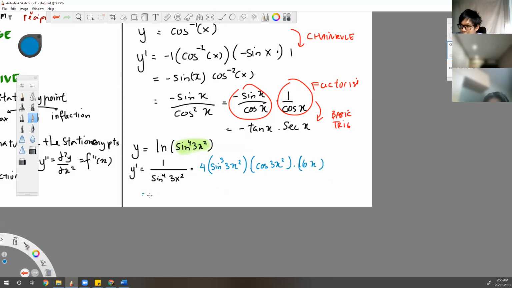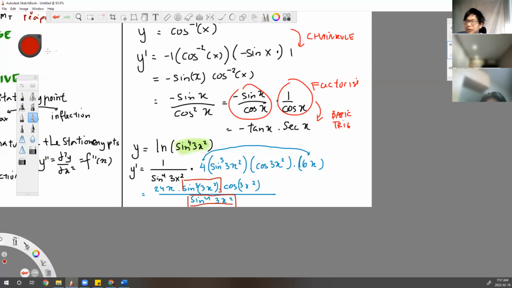Done. And then what you can do now is try to put everything in order and make it simpler. 4 times 6x can be multiplied, so 24x sine cubed 3x squared times cos 3x squared over sine to the power of 4 of 3x squared. Now you can cancel the sine on top and on the bottom. So it will become 24x times cos 3x squared over sine 3x squared. And we know that cos over sine is cotangent, right? So you can make it further: 24x times cotangent 3x squared. Done. This is the final answer.